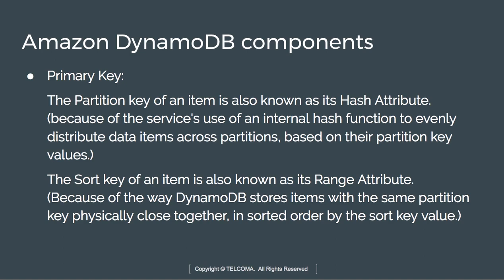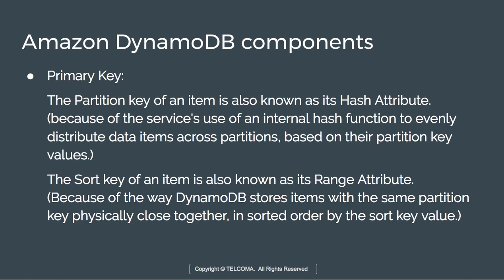The partition key of an item is also known as the hash attribute because it gives us the location where the values or the key is stored. The sort key is known as the range attribute because DynamoDB stores items with the same partition key physically close to each other in a sorted manner. So this is primary key.